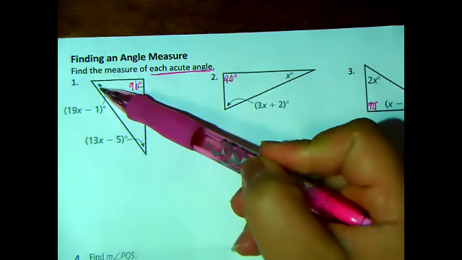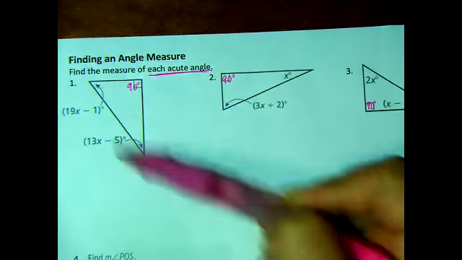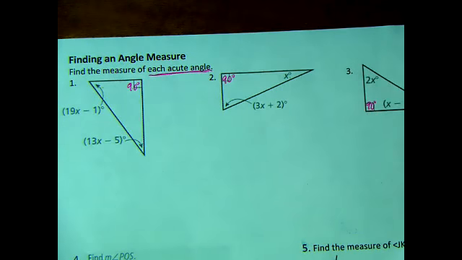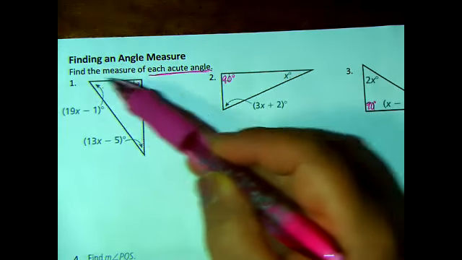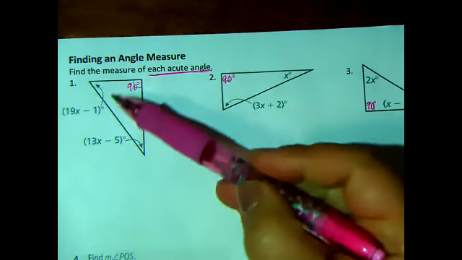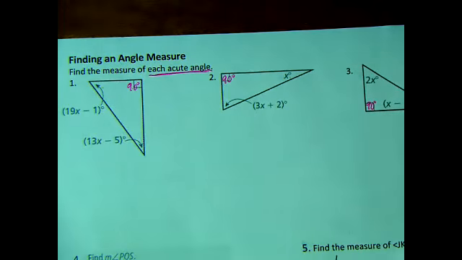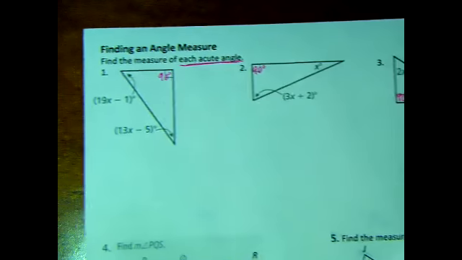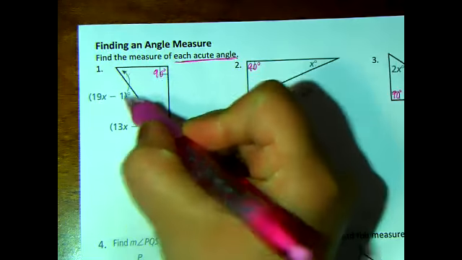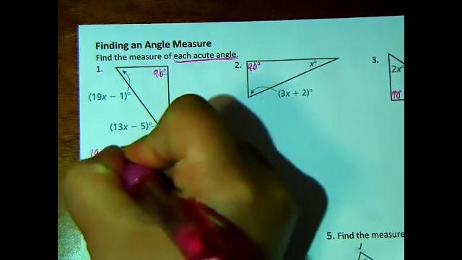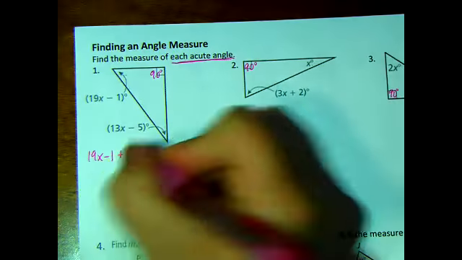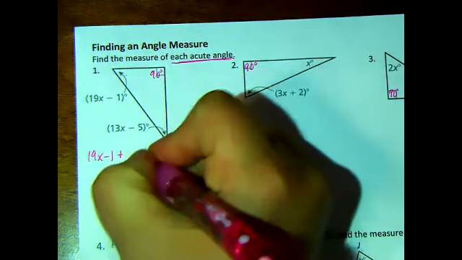Okay, so we have the first angle, second angle, third angle. Doesn't matter which one's first, second, or third. We just know we have 3 interior angles, which means if I have expressions for them, I can add them together and set them equal to 180 degrees because of our triangle sum theorem. So that's exactly what I'm going to do. I'm going to take this guy, 19x minus 1. I'm going to add that to 13x minus 5.